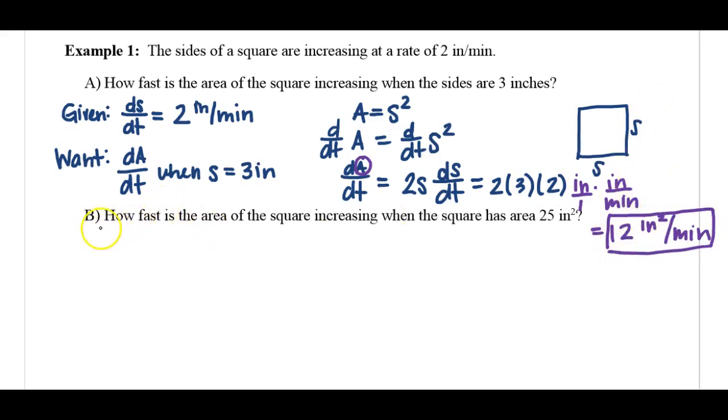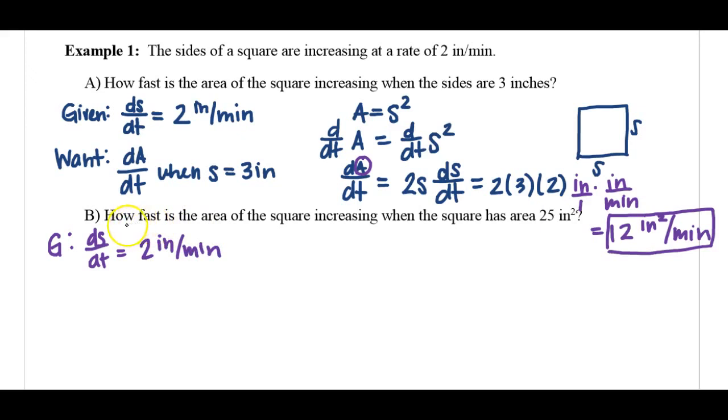So now let's look at part B. How fast is the area of the square increasing when the square has an area 25 inches squared? So I still have the same given, so my given, again, I'm just going to put G, is dS/dt is 2 inches per minute.